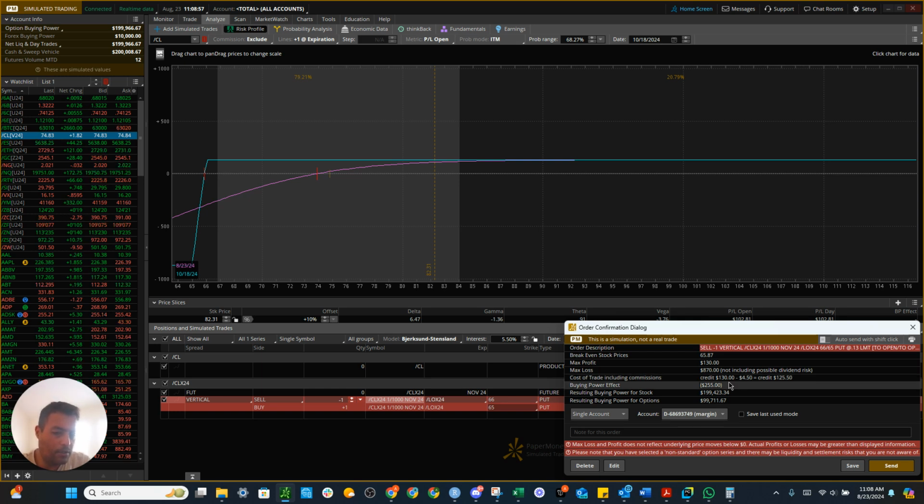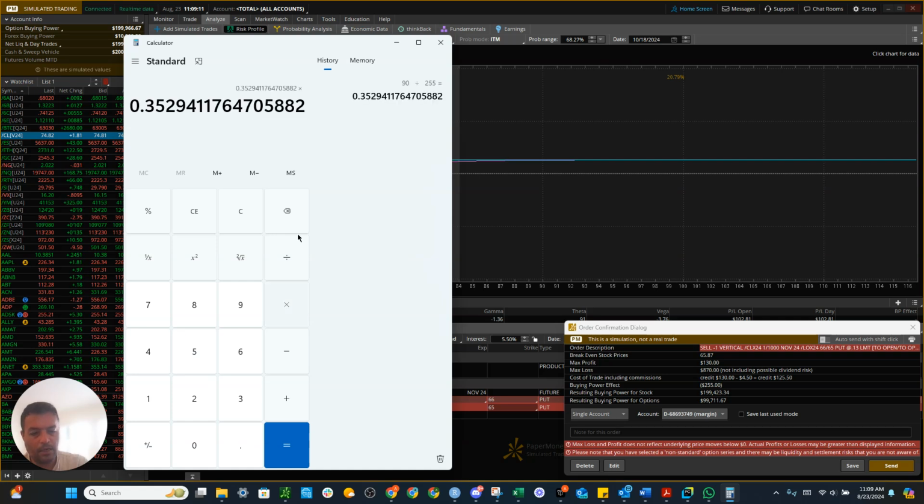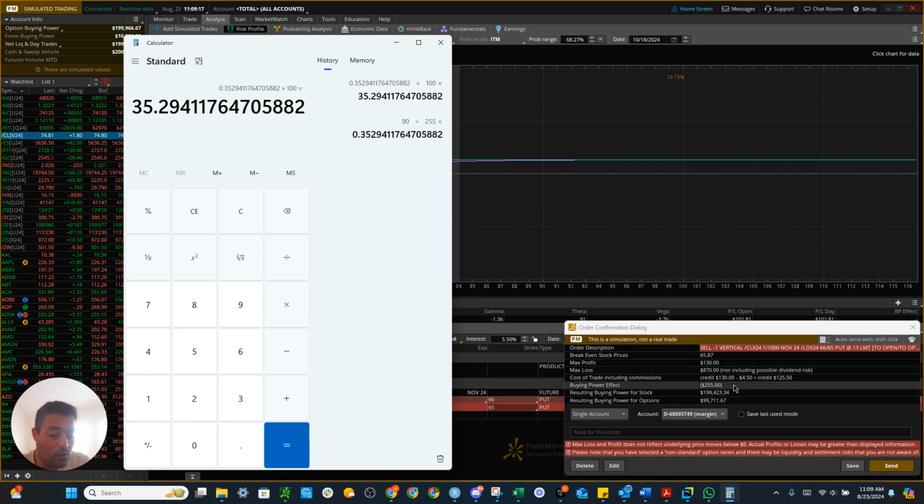Now, if you want to check your ROI, look at the ROI, right? You're only putting down 255. Your total net credit is 121. Now let's say you collect about $90 from that 121. You put that over 255 times 100. That's 35% return.